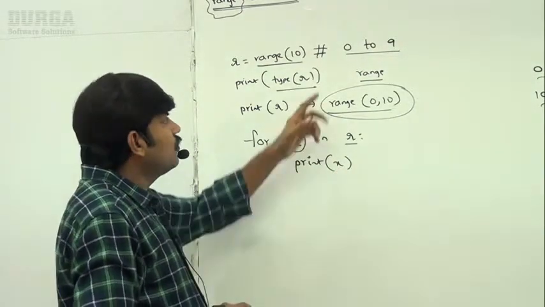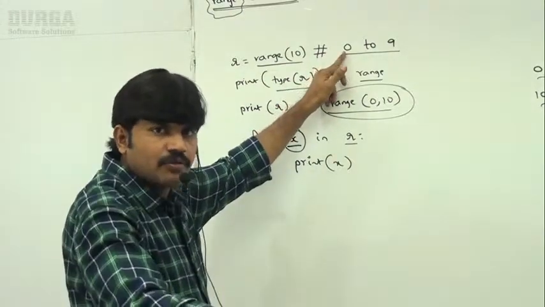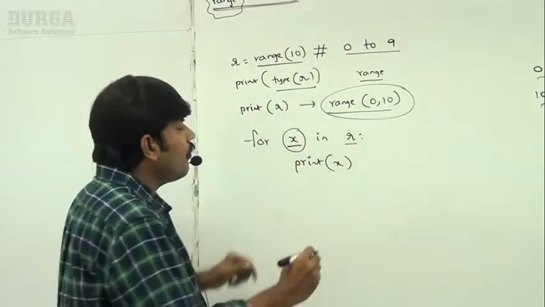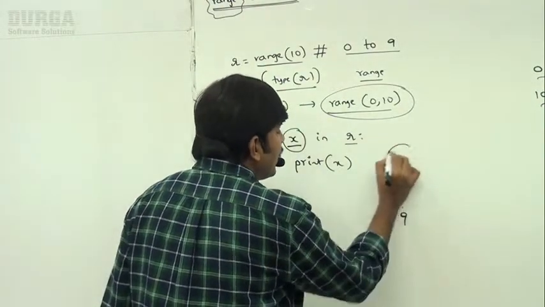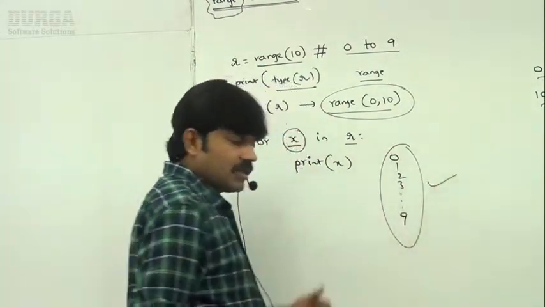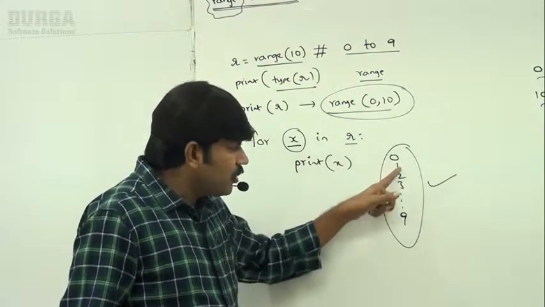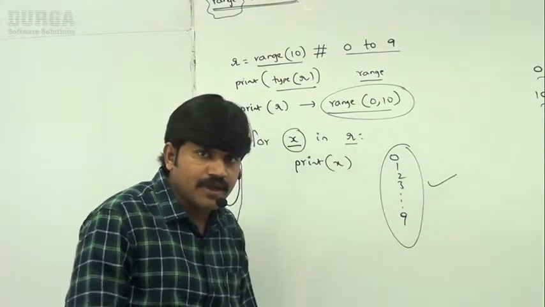First x value 0, next x value 1, next x value 2. So what is the output we are going to get? 0, 1, 2, 3 and so on, up to 9. This is the output. Are you getting the point? 0, 1, 2, 3 and so on, up to 9 we are going to get.